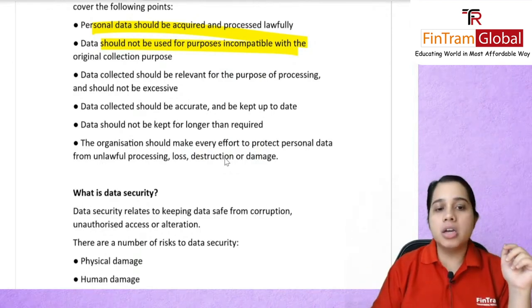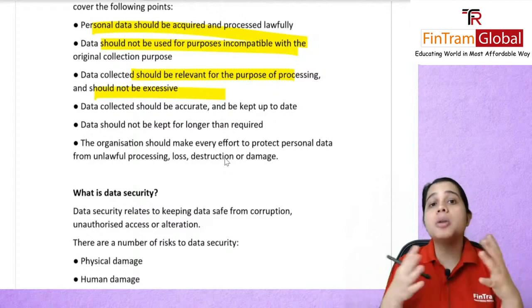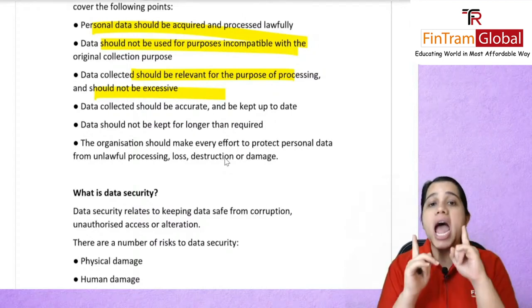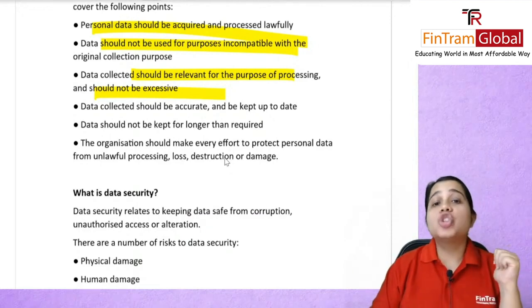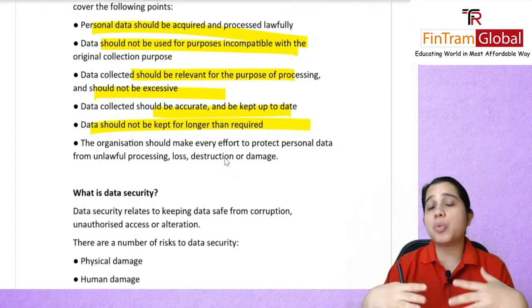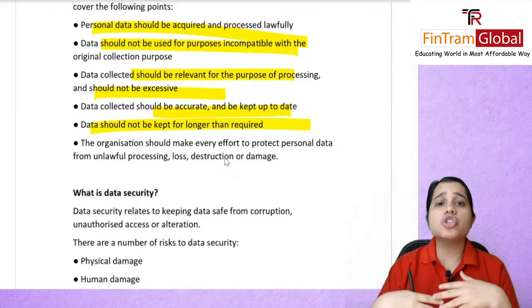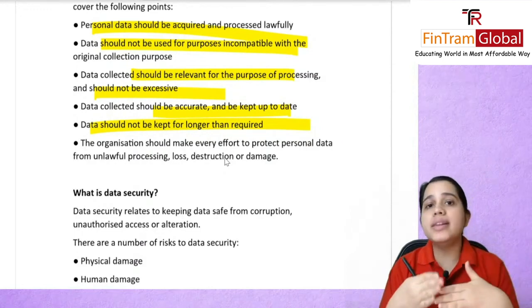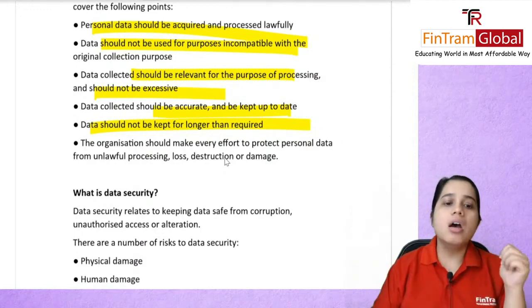Data should be relevant for the purpose of processing. It should not be excessive. Only take that amount of information that you actually need, and not excessive information. It should be accurate and you need to keep it up to date. It should not be kept for longer than required. If an employee leaves an organization and it's been 5 years since that person has left, why do you still hold the data? You should clear that data.